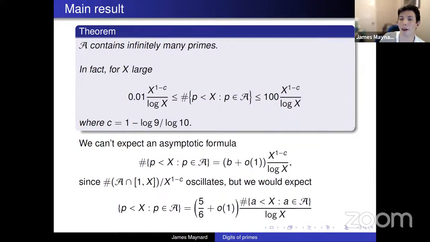Okay, are there any other questions about the statement of the result? So the key point is that there are infinitely many primes with no 7s in their decimal expansion, and in fact you can count them up to size x with the loss of maybe a constant factor.